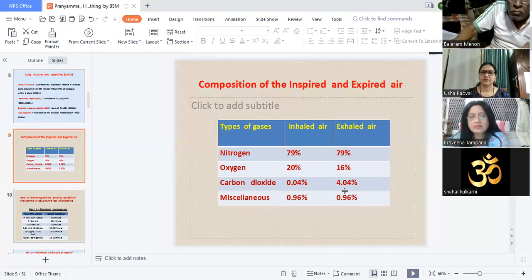So this formula you are supposed to know: nitrogen, oxygen, carbon dioxide. What is the amount in inhaled air? These figures you are supposed to know by heart.